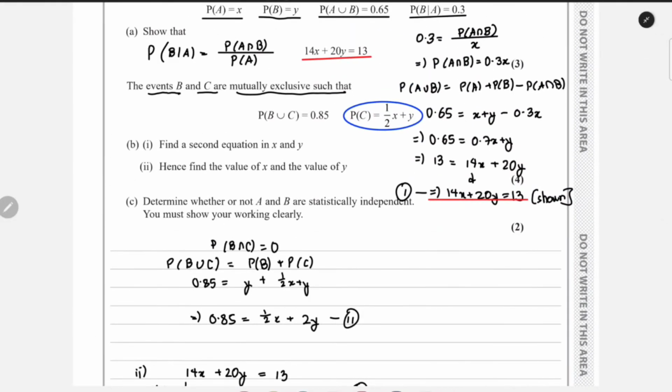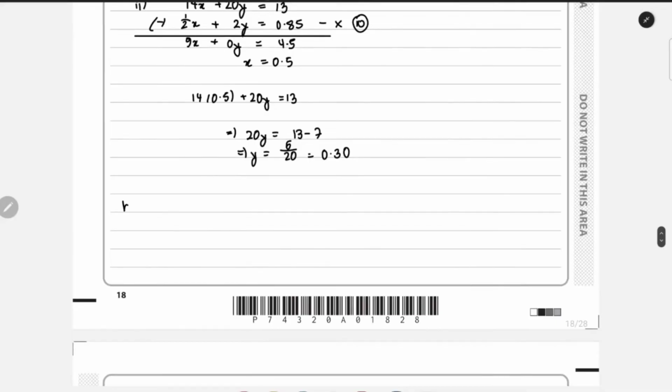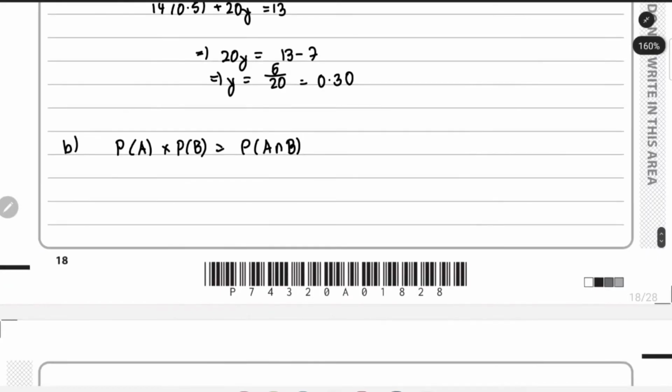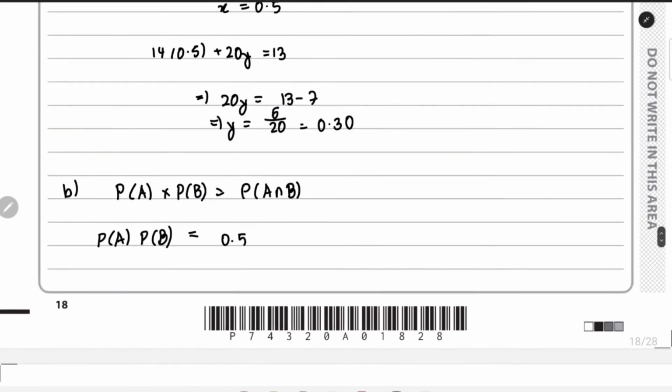In part C, we have to show whether or not A and B are statistically independent. We can show that they are independent if the probability of A times the probability of B is equal to the probability of their intersection. So we'll find the probability of A times the probability of B. Probability of A is X, so 0.5. Probability of B is 0.3 or Y. This will be 0.15.